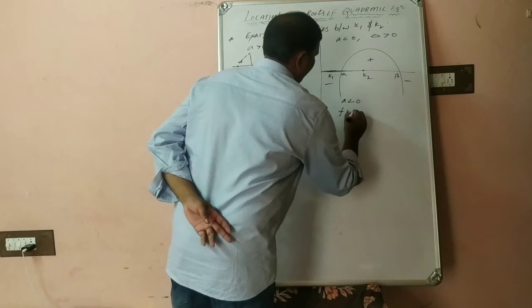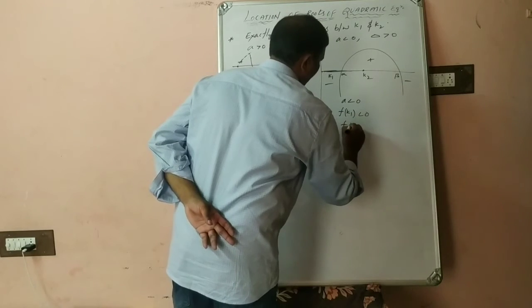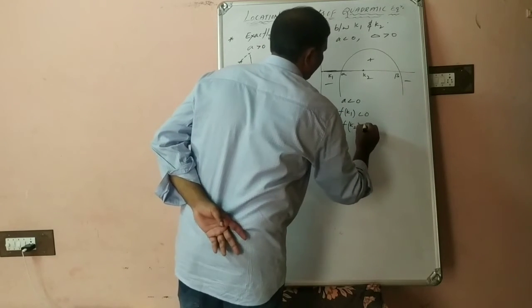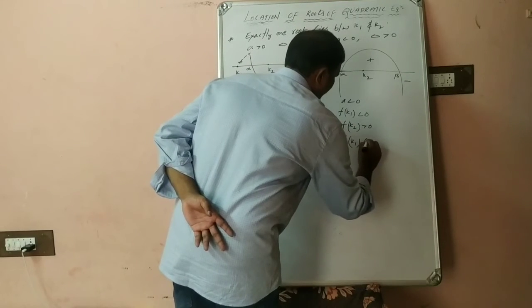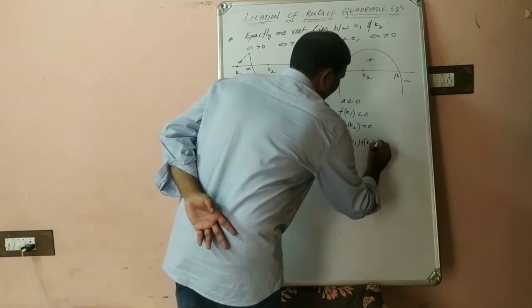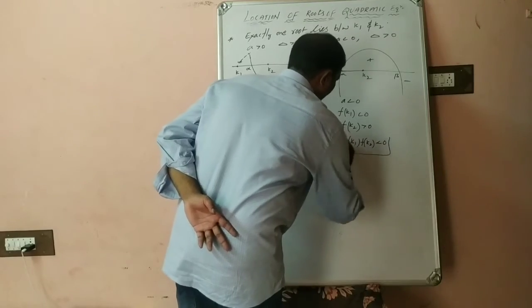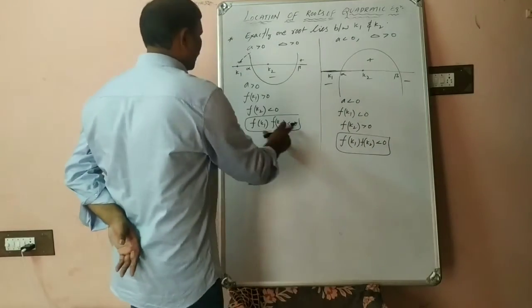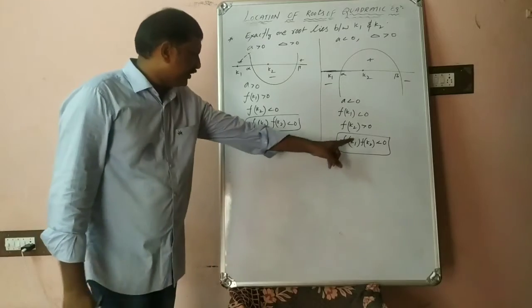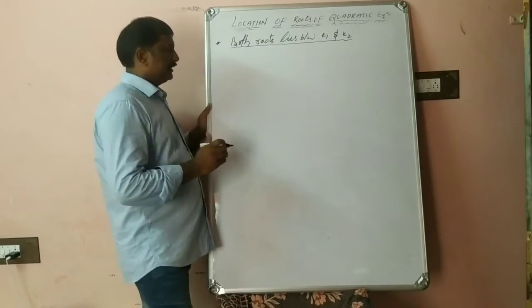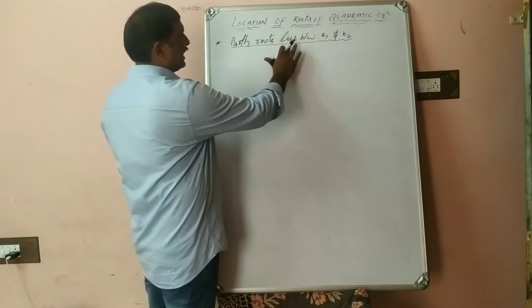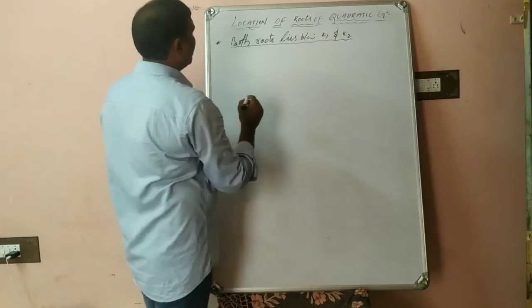F of k1 is negative. F of k2 is positive. Multiplying them both, f of k1 into f of k2 is negative. In both the cases, you can conclude that f of k1 into f of k2 is negative when delta is greater than 0. The next case is both the roots lie between k1 and k2.